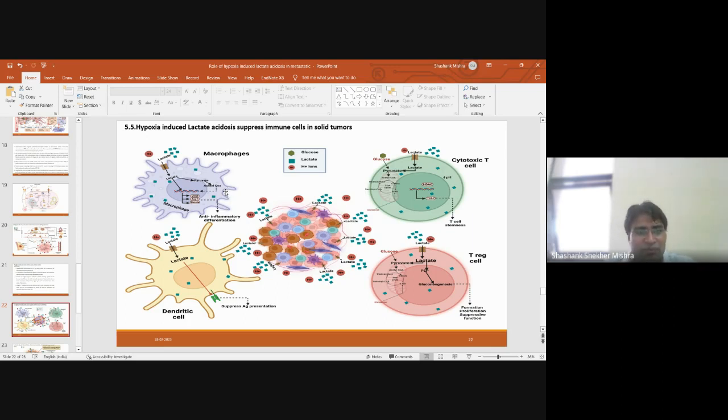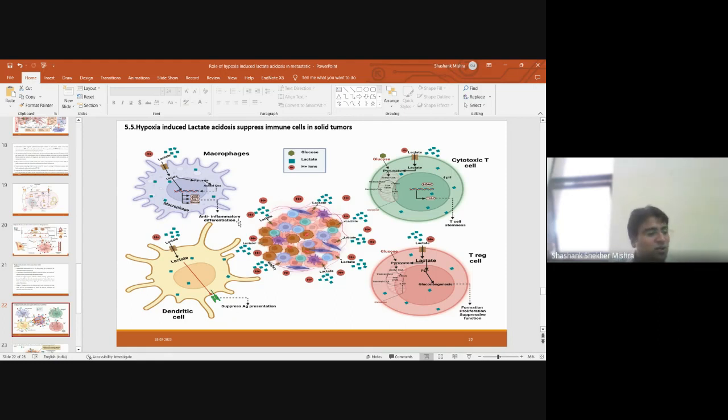Take the example of the macrophage. It is an antigen presenting cell. The dendritic cell is also an antigen presenting cell. In macrophages, when lactate enters, various genes like VEGF, ARG1, and other genes are activated. These gene products ultimately act as anti-inflammatory. This is one reason why in solid tumors there is no inflammation, and sometimes no pain is felt, because lactate in the tumor microenvironment forces the macrophages to produce these genes, which have anti-inflammatory effects. So this is one mechanism.